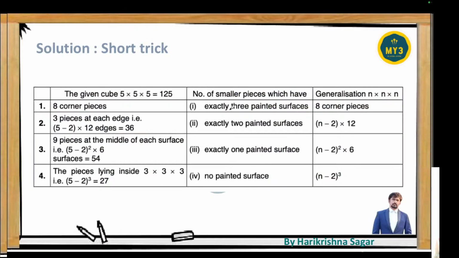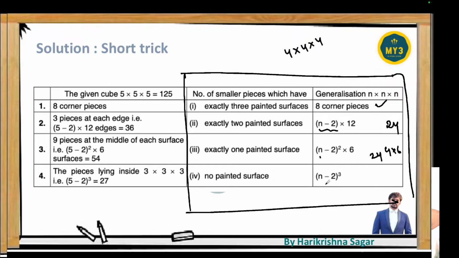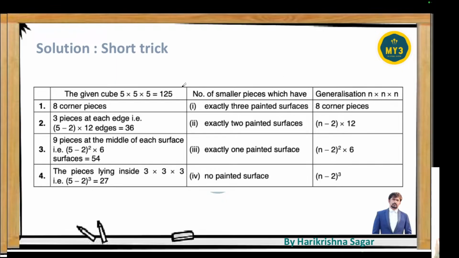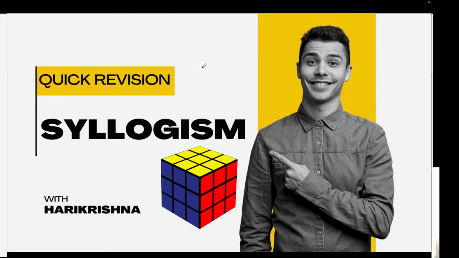If you want to remember the formula, you can just take a screenshot of this. 3 side painted is 8. For 2 side painted, because 4 by 4 by 4 is the dimension, you take 4 minus 2, that is 2, and 2 into 12 is 24. That's what we got. For one side painted, 4 minus 2, 2 square, 4 into 6, which again gives 24. And 4 minus 2, which is 2 cube, is equal to 8. So you can also blindly remember this formula and put the n value there, and you will get the answer choice. This is the generalization for an n by n by n figure. Mostly you will get cube problems in that way. Moving forward to the next type.